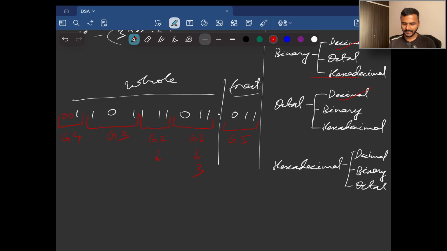Similarly, for 111, it will be 7. You can try it out yourself. For 101, it will be 5. And for this one, it will be 1. For group 5, it is going to be 3. So what do we have ultimately?